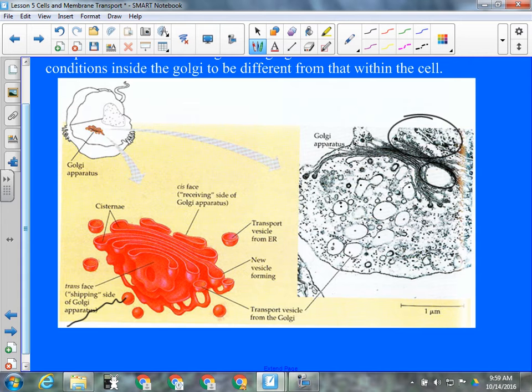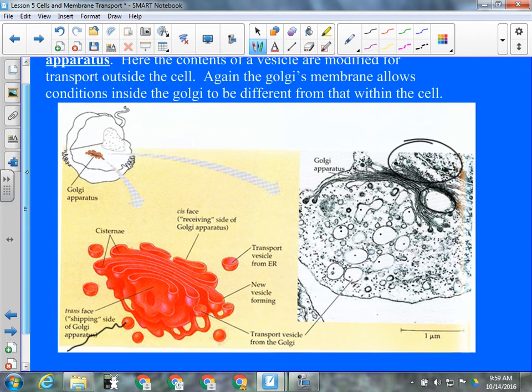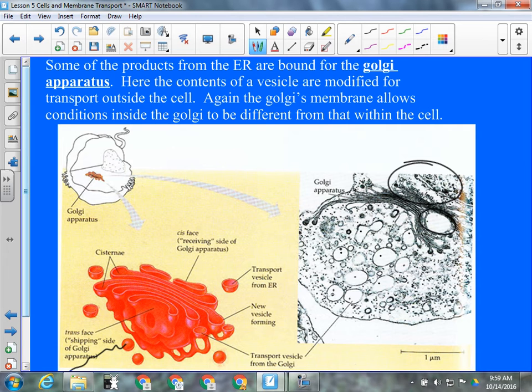So you always have big bubbles on one side of the Golgi, and on the other side you just have small dots coming in. Those small dots get packaged, each in their own vesicle, and those go out to the cell membrane, and they're gotten rid of. That's how the Golgi works. So you can just say wastes. Contents of a vesicle are modified for transport out of the cell. We could say it gets rid of waste.